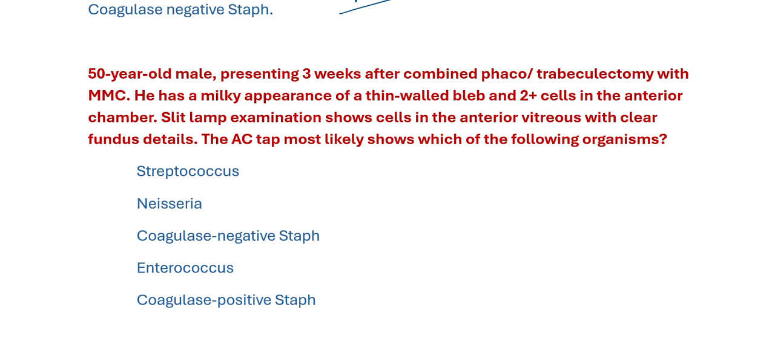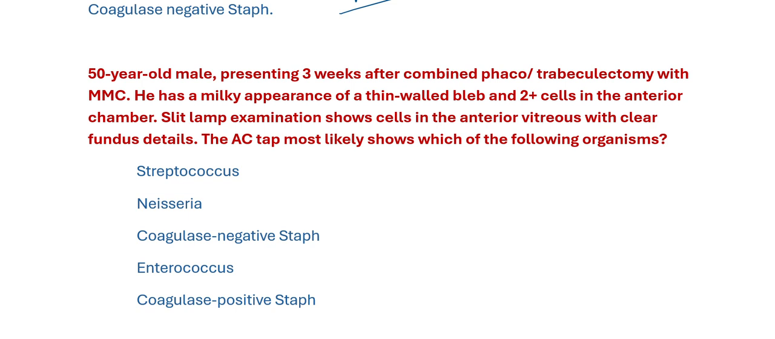Move to this question. 50-year-old male presenting 3 weeks after combined phaco trap with MMC, mitomycin C. He presented with milky appearance of a thin-walled bleb and 2+ cells in the anterior chamber. This is endophthalmitis. Slit lamp examination shows cells in the anterior vitreous, again vitritis, endophthalmitis, with clear fundus details. The AC tap most likely shows which of the following organisms: strep, Neisseria, coagulase negative staph, Enterococcus, coagulase positive staph.